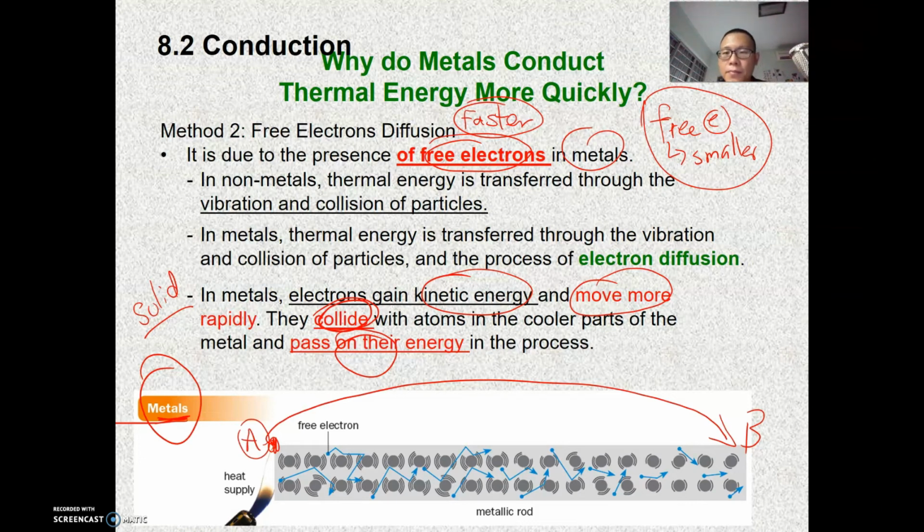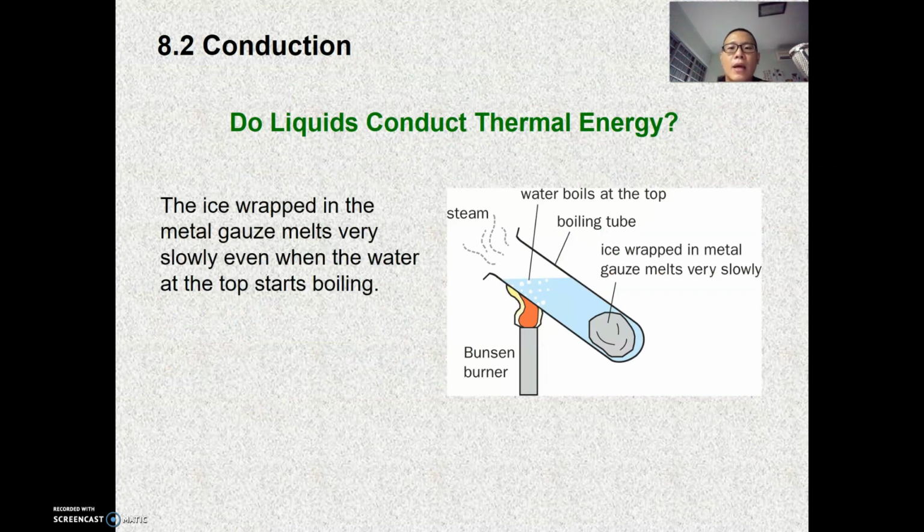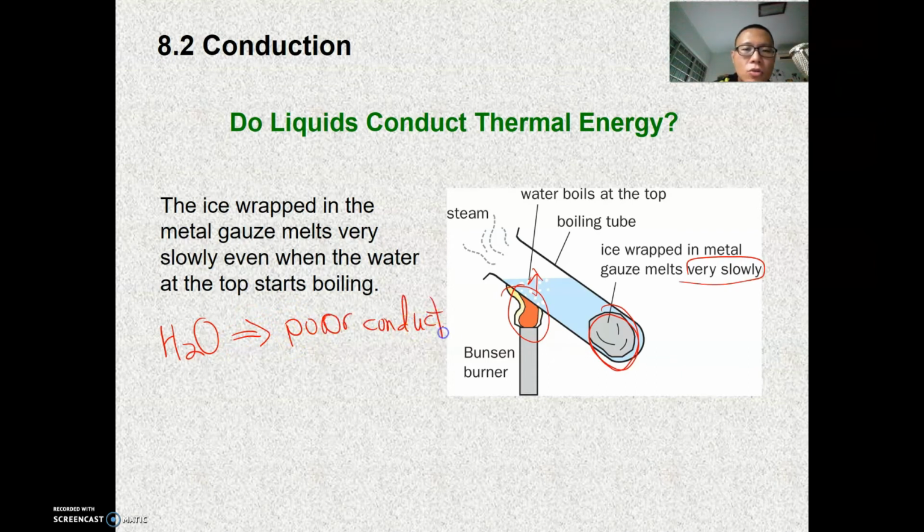Okay, now a classic example that we have: ice being wrapped around a metal gauze is boiled, and even if the burner is burned at this side here, you'll find that the ice at the bottom will not melt, or in fact it will melt very slowly, even though the flame is heating up and the water actually boils, meaning the temperature is very high. Okay, this is a classic example to show that water is a bad conductor, or a poor conductor. Okay, and heat transfer through conduction is much slower.